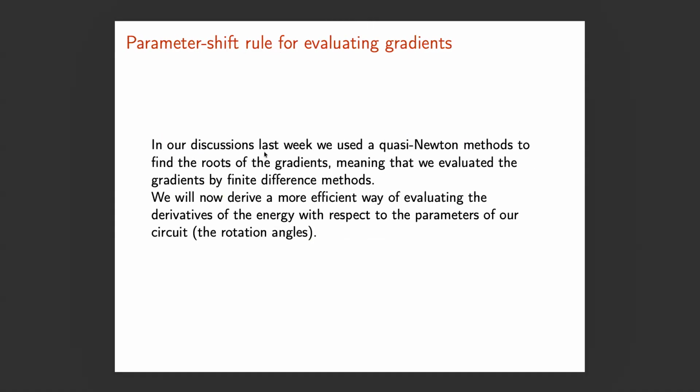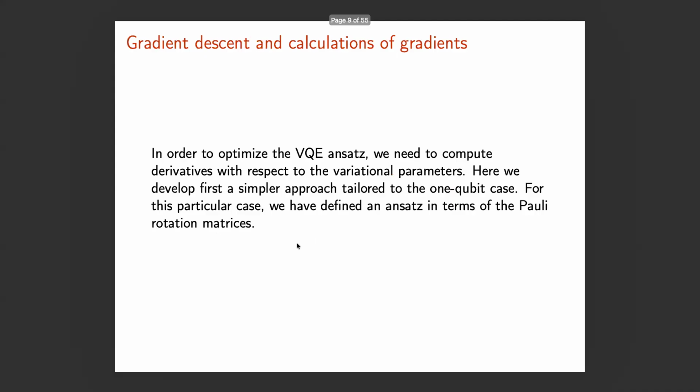So also, just to bring up things here. In the discussions last week, we used quasi-Newton methods to find the roots of the gradients. That means that we evaluated the gradients by a standard finite difference method. So we are going now to derive a more efficient way of evaluating the derivatives with respect to the parameters of a circuit. And these are the so-called rotation angles.